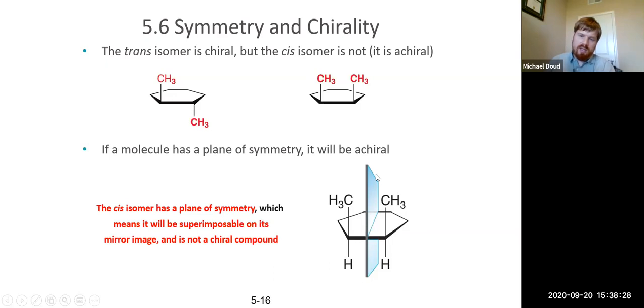So we draw the plane of symmetry this way. Because both of these methyl groups are pointed up, internally, if we reflect this carbon onto this carbon, and so on around the ring, it's self-superimposable in a way. Because it's superimposable on its mirror image, it's not a chiral compound. I know that seems crazy, but this is something that we need to identify before we move forward.